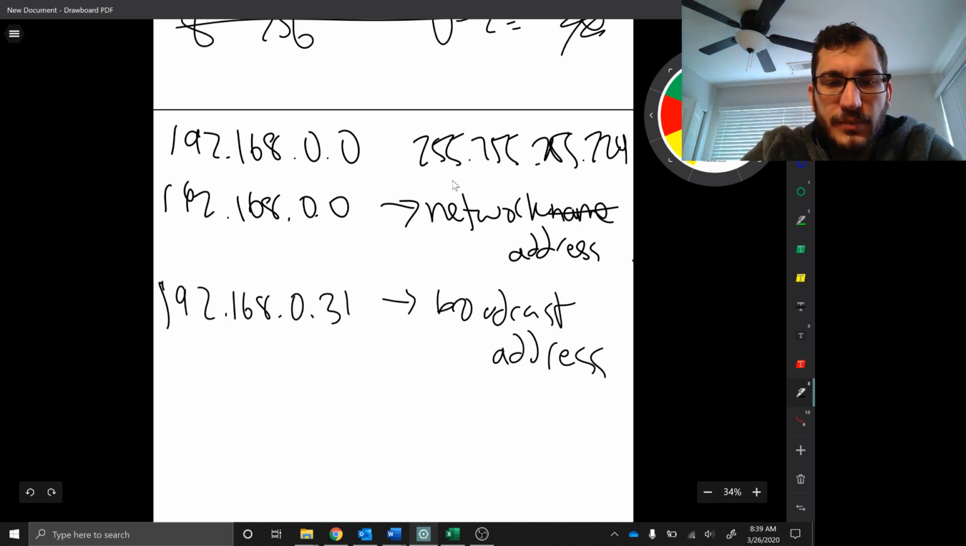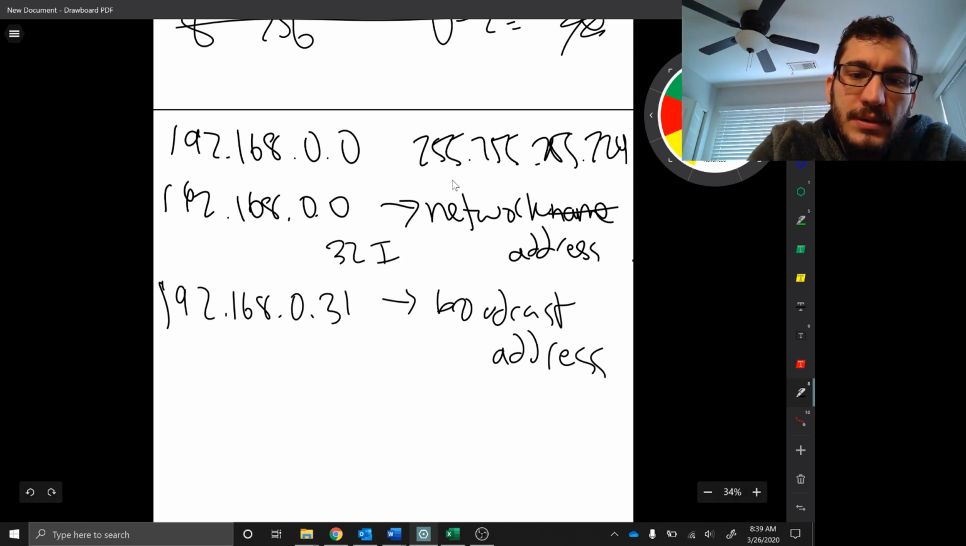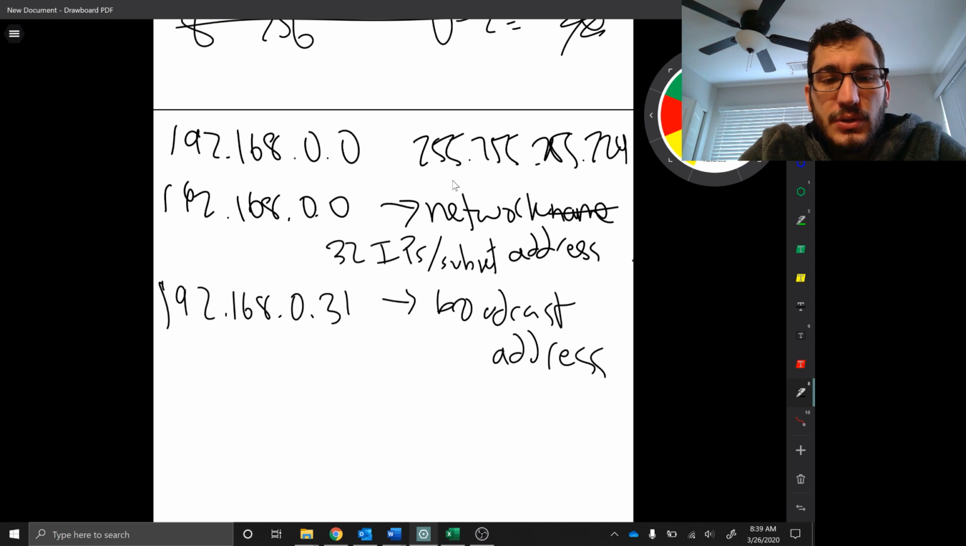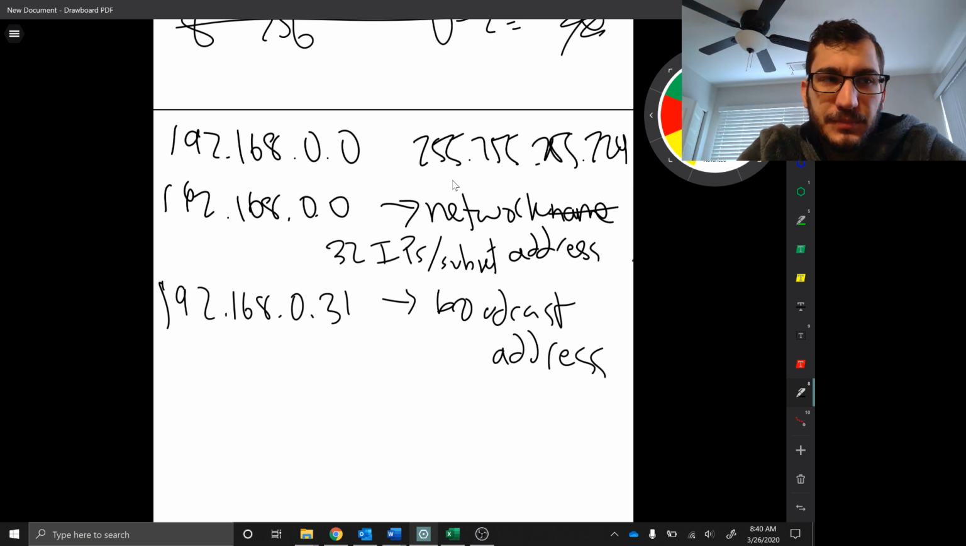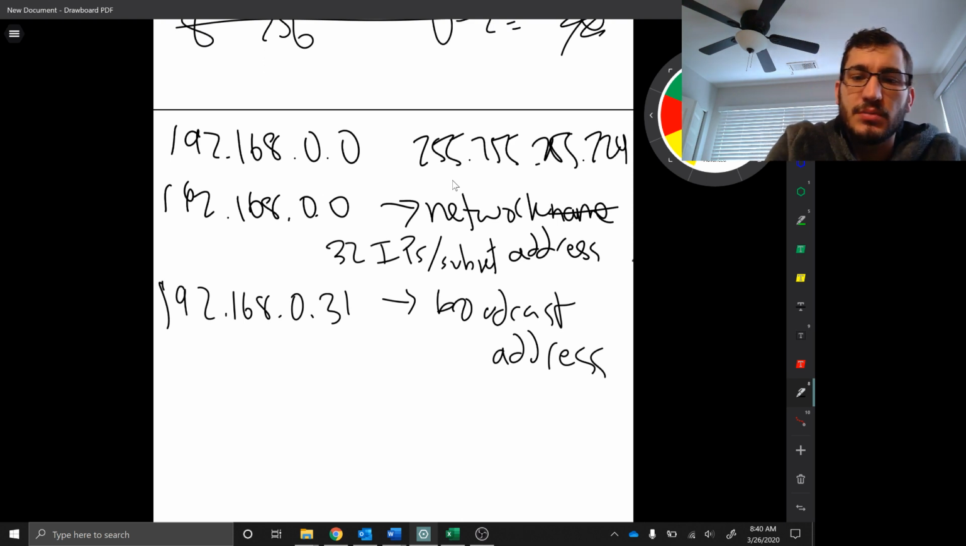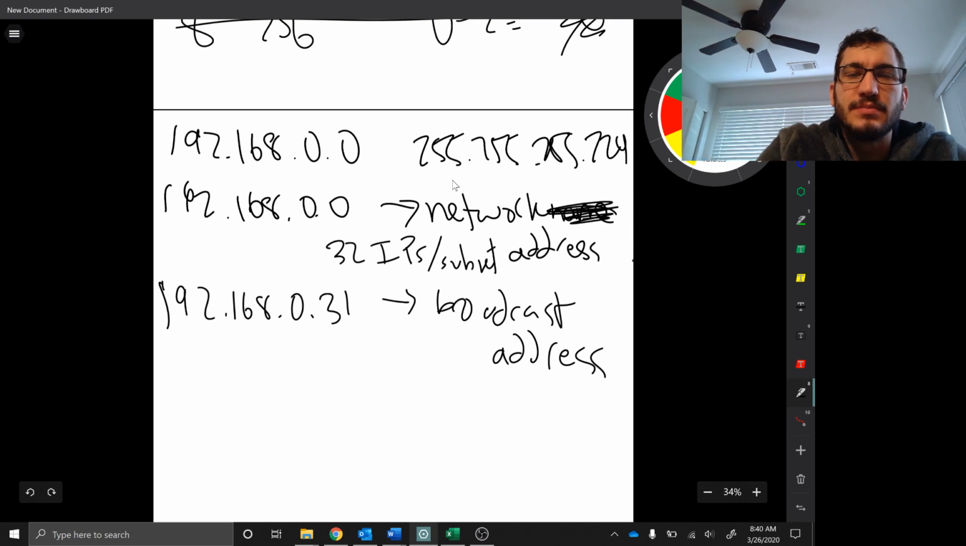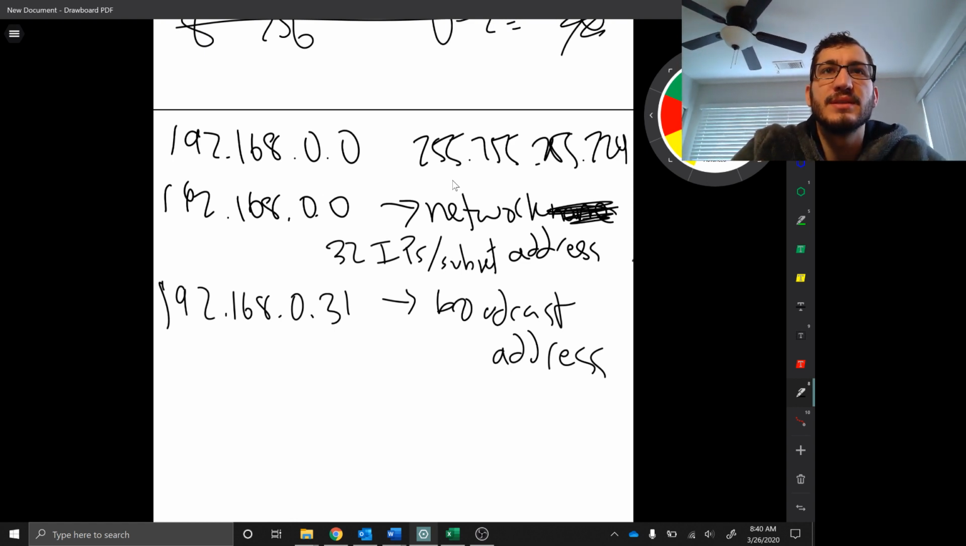How did I know it was 31? Well, again, there's 32 IPs per subnet. 0 counts as 1, and then 2, 3, 4, 5, 6, 7, 8. Those of you who took programming, 0 to 10 or 0 to 9 is 10 numbers. 0 to 31 is 32 numbers. So this is our broadcast address. This network address is basically just how this subnet gets created. It has to have a base. It has to have a starting IP address. And if you assign a device to the starting IP address, it screws everything up.